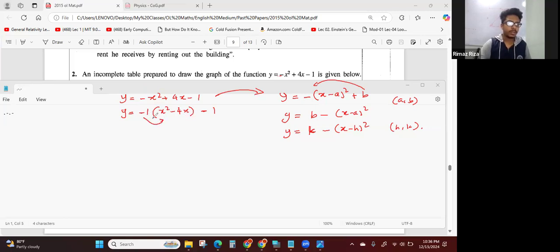Then if you multiply this, minus 1 into x squared, minus x squared, minus 1 into minus 4x, minus into minus, plus 1 into 4x, 4x.